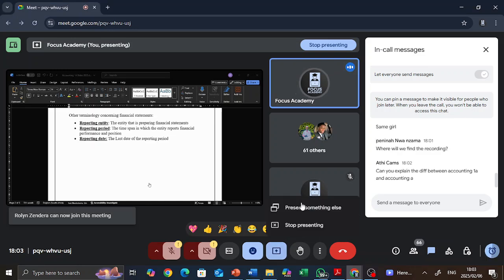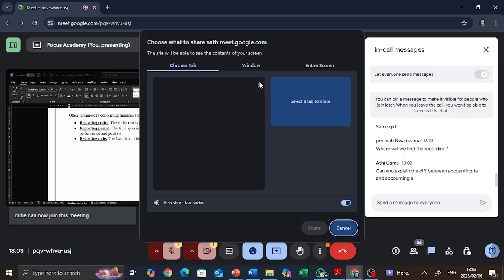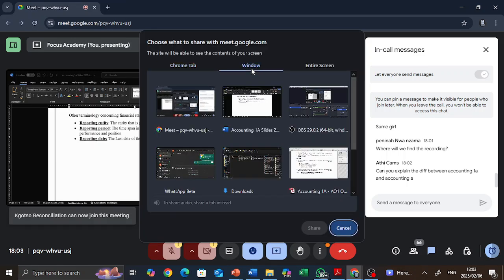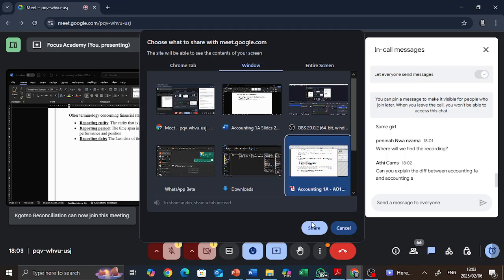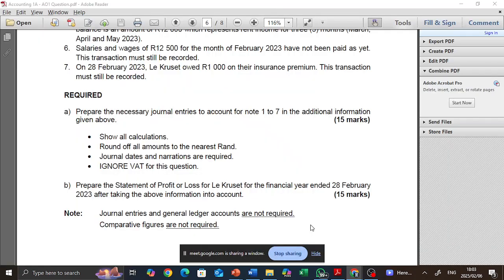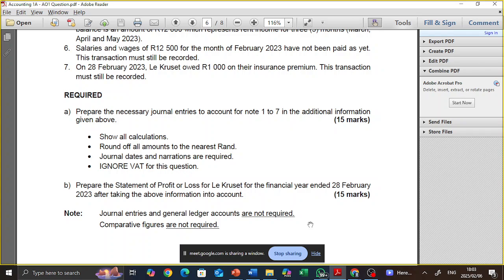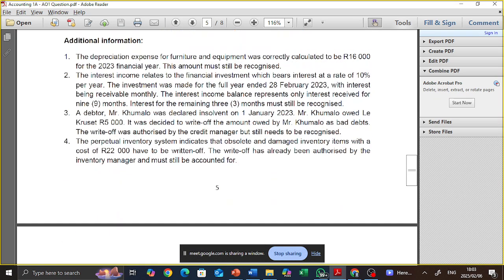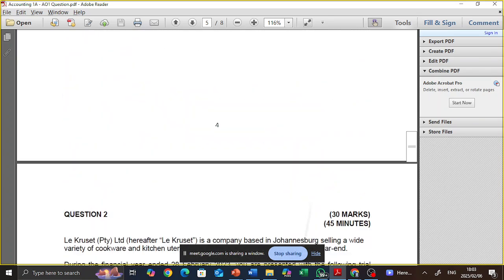I'm going to open assessment opportunity one. I'm going to show you the structure of a typical semester test. It's either called a semester test or assessment opportunity, it's the exact same thing. Keep in mind, we are talking about reporting entity, reporting period, and reporting date. Please keep that in mind.